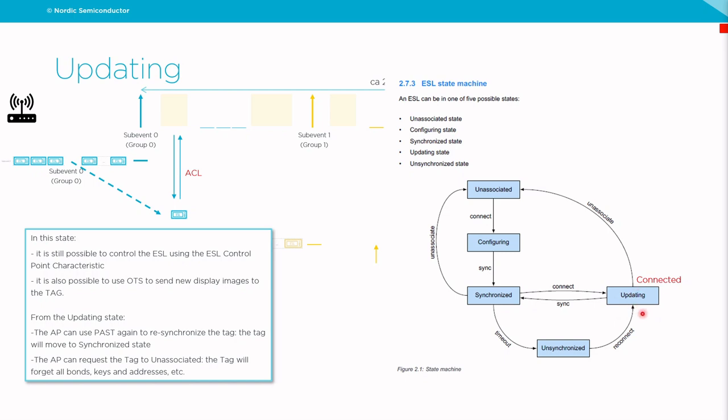From this state, however, the access point can also force the tag to go to unassociated. If so, the tag will need to reset all the parameters and forget the bonds and the keys, and it will be ready for being associated again from the same access point or another access point.